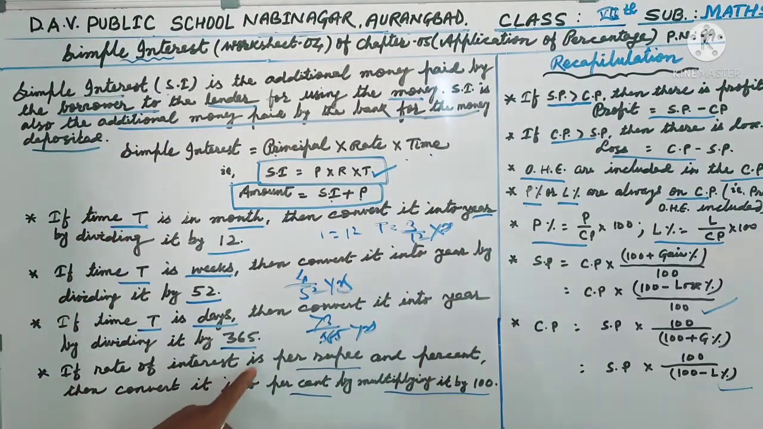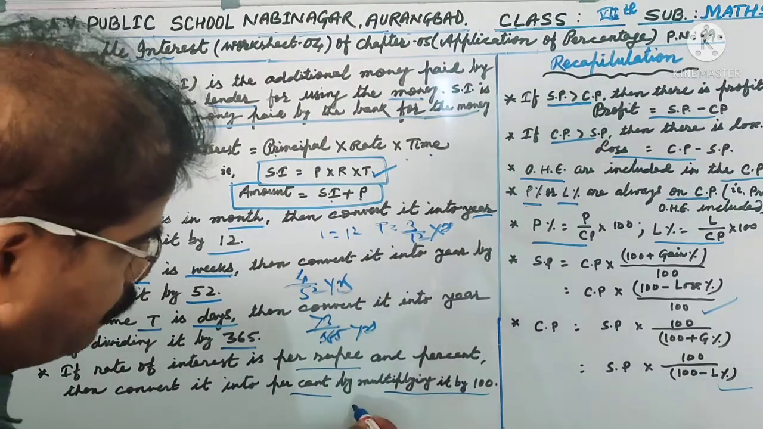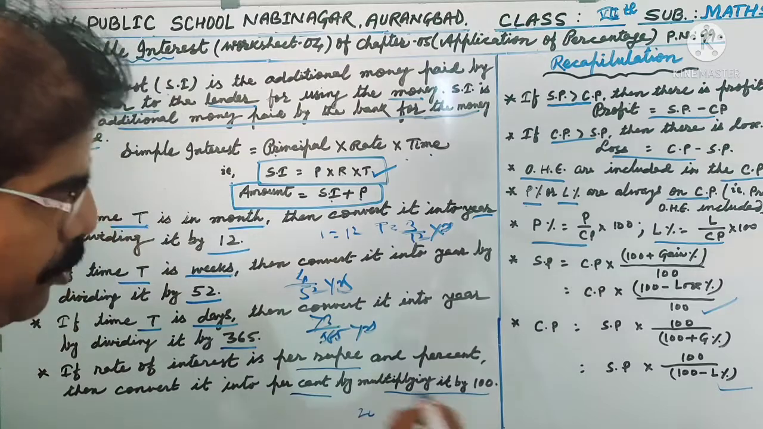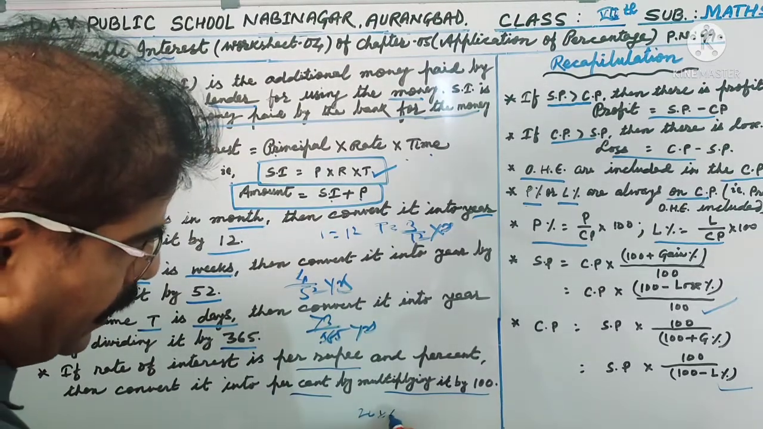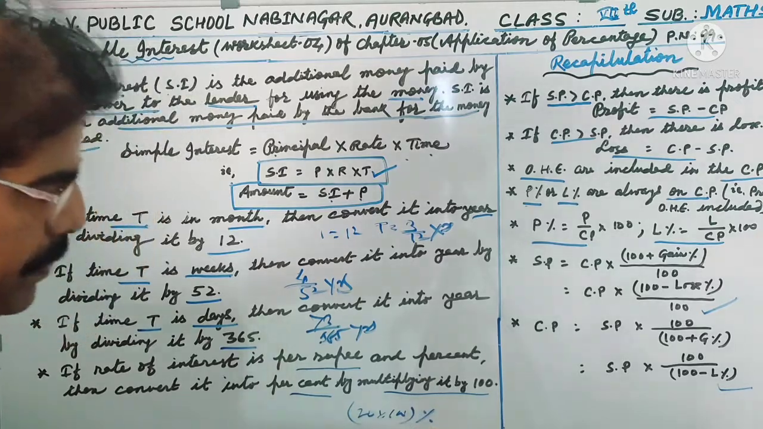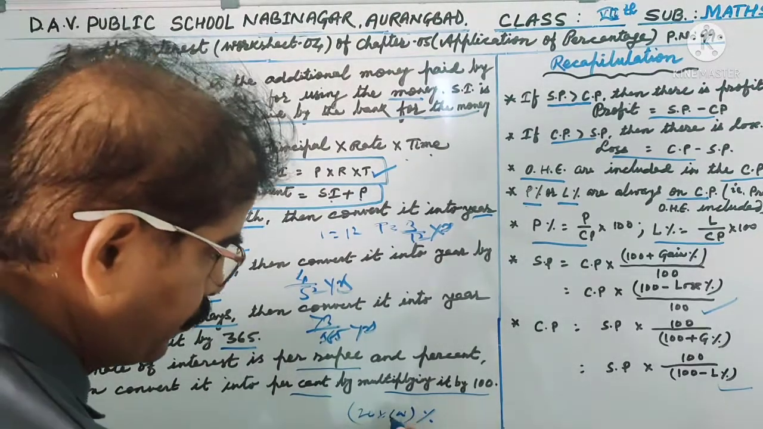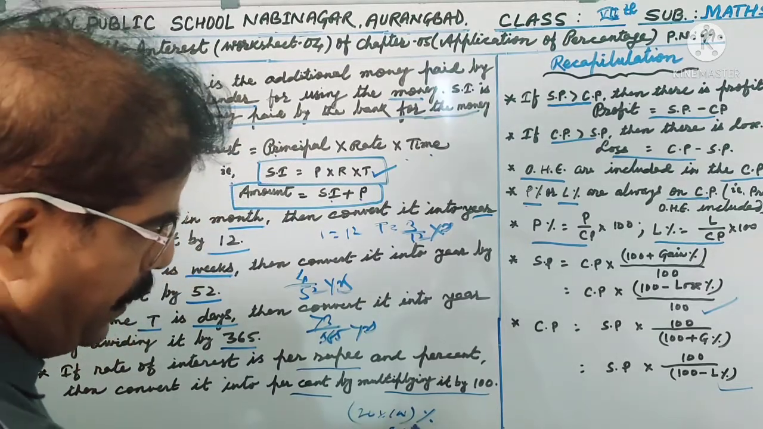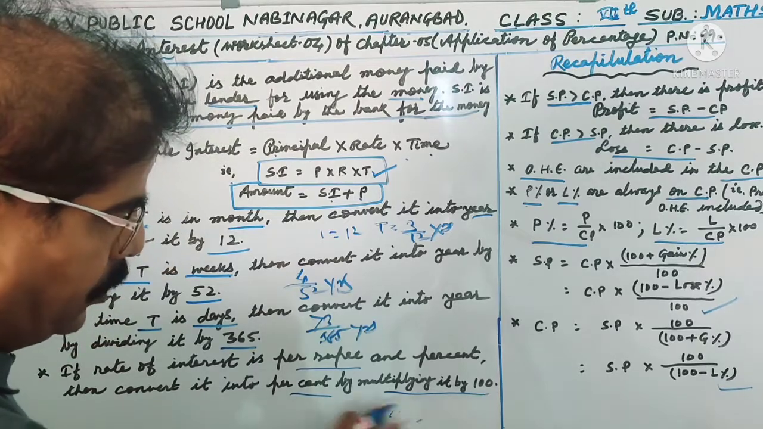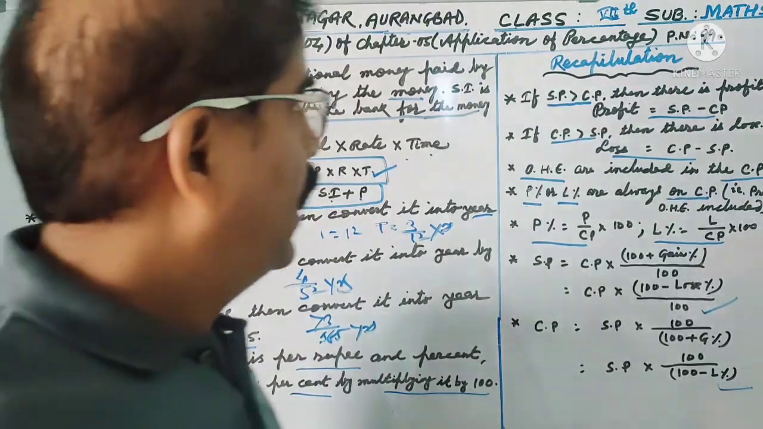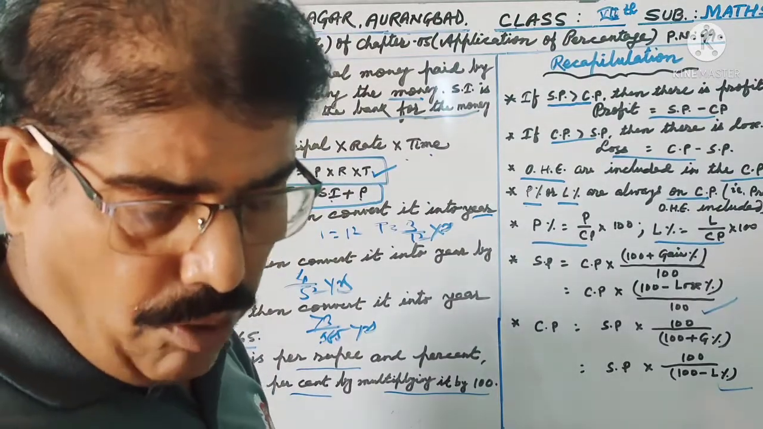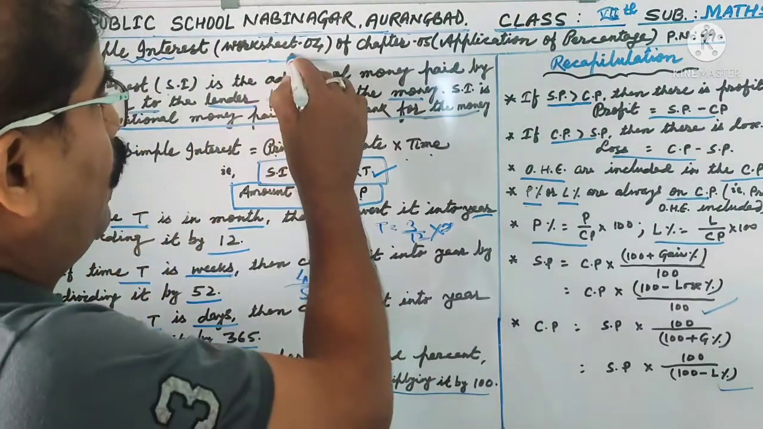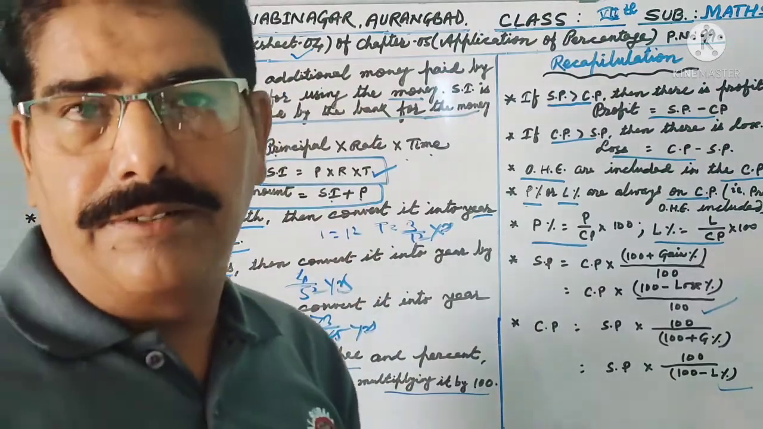And if rate of interest is given per rupee, then convert it into percent by multiplying by 100. Suppose 20 paise per rupee, so you multiply by 100, that means 20 into 100, 20 percent. So now let's move to worksheet 4 of this chapter.